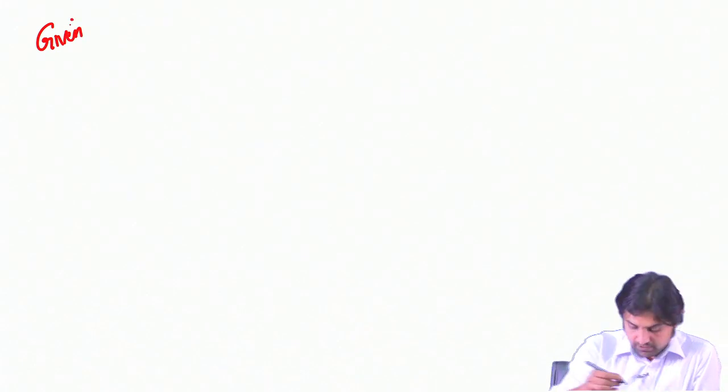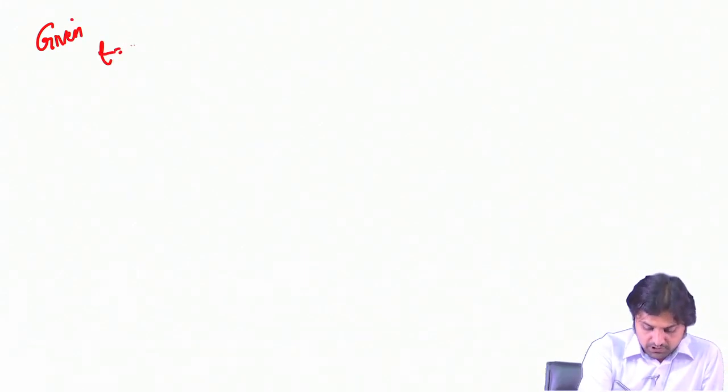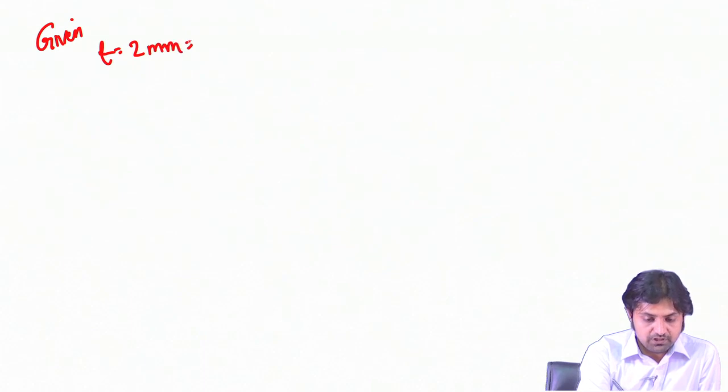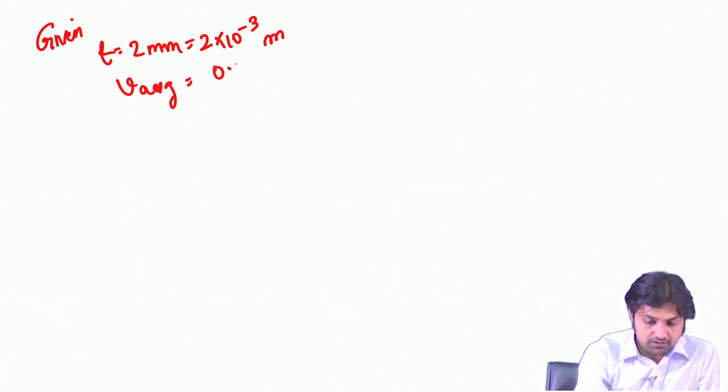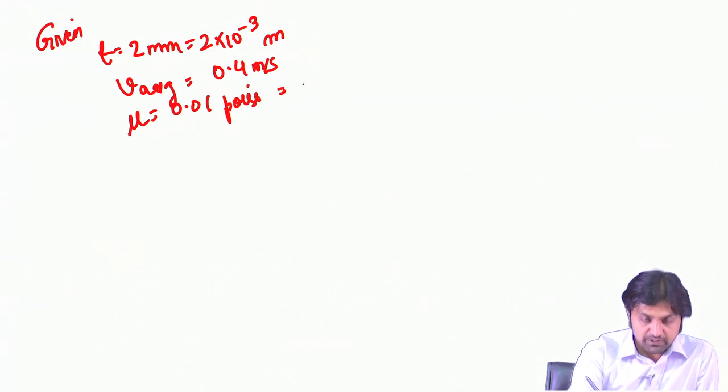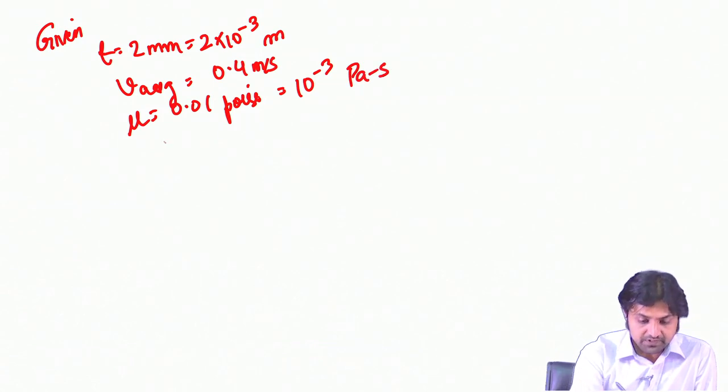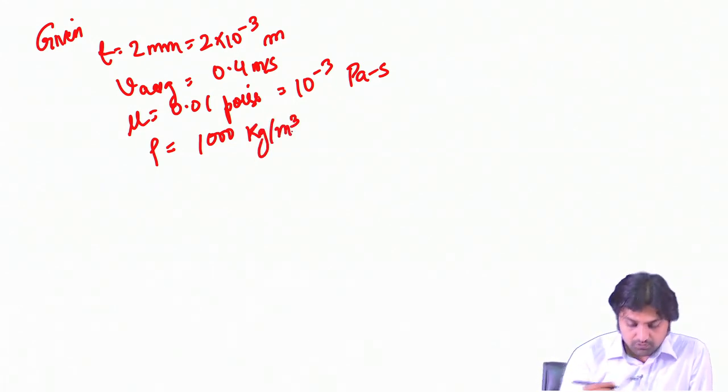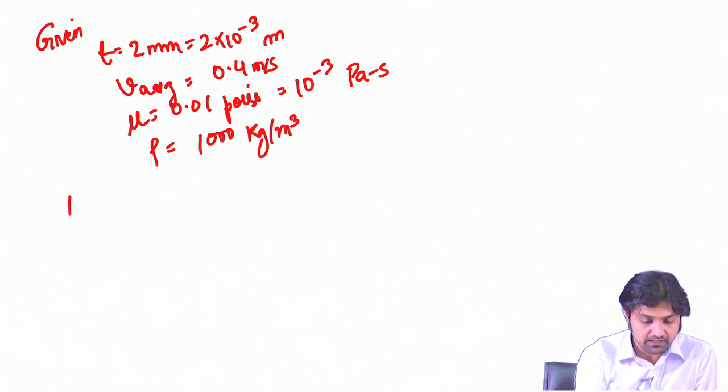To solve this, I will go to the white screen and first write down what is given. T is 2 millimeters, or 2 into 10 to the power minus 3 meters. The average velocity is 0.4 meters per second. Mu is given as 0.01 poise, which divided by 10 gives 10 to the power minus 3 Pascal second, and the density of water is assumed to be 1000 kilogram per meter cube.